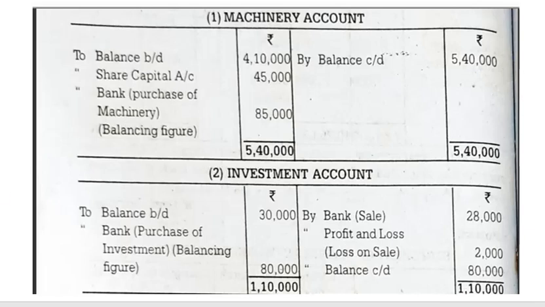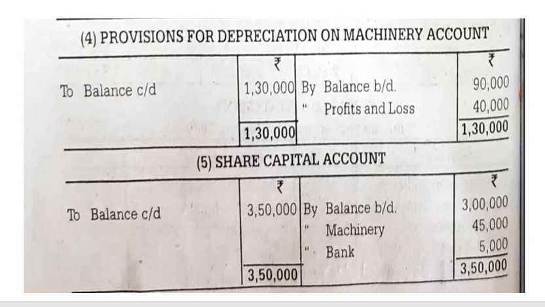Now comes provision for depreciation. This we need not open, but as there is a machinery account, we have already opened the machinery account, so that one account is opened. If you don't want, you can skip the provision for depreciation account, only the difference you can show. Here nothing is shown, opening balance, closing balance, and the difference is transferred to profit and loss account.